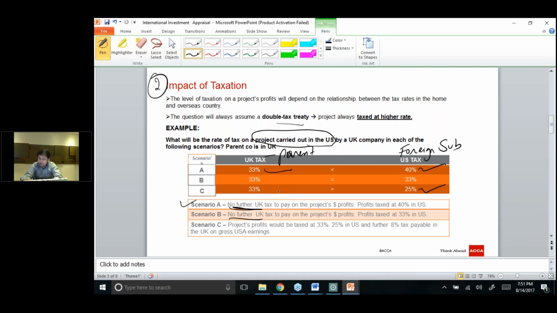And remember one thing, you are going to pay that extra 8% tax on the gross earned amount, on the gross USA earnings, not on the earnings distributed by the USA company. You are going to pay 8% tax on the gross earnings. So that's how you calculate the tax impact.